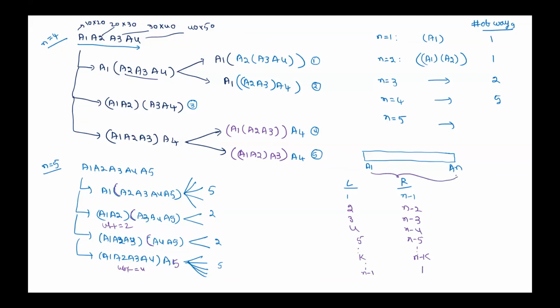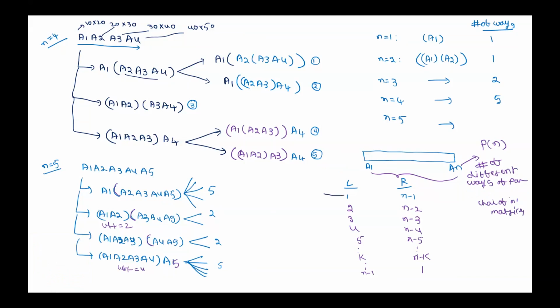For a chain of n matrices, how many ways can we parenthesize? Let P of n be the number of different ways of parenthesizing A1 to AN, that means a chain of n matrices. P of n is the number of different ways of parenthesizing a chain of n matrices. Okay, chain of n matrices.